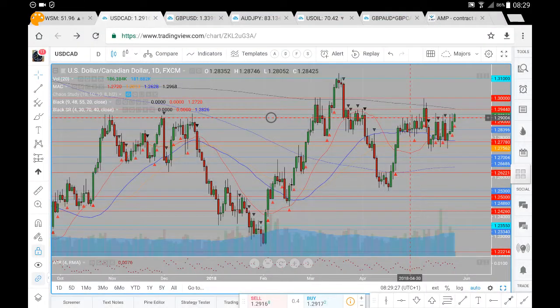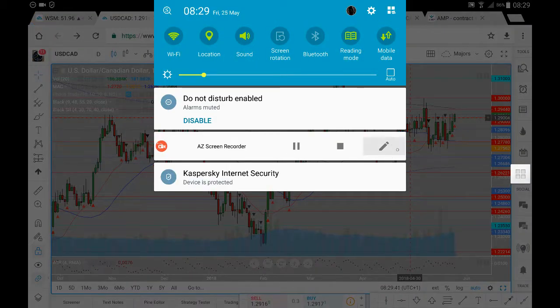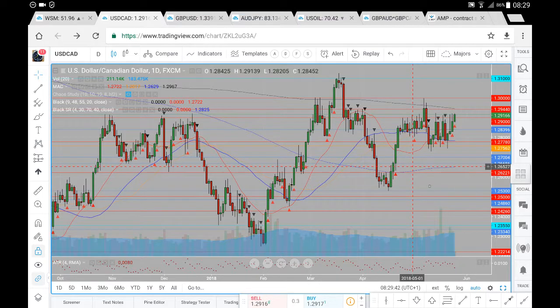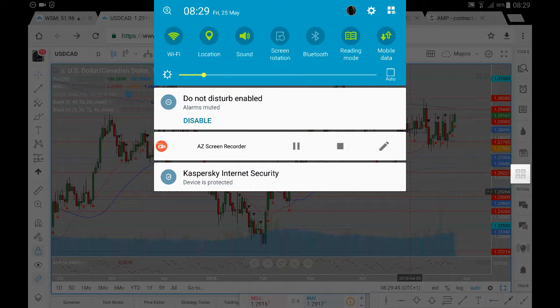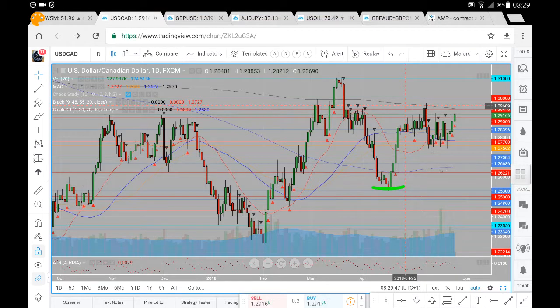And on the daily chart, just bear with me a second. On the daily chart of the USDCAD, we do have our, let's get the pen. So we do have our lows.